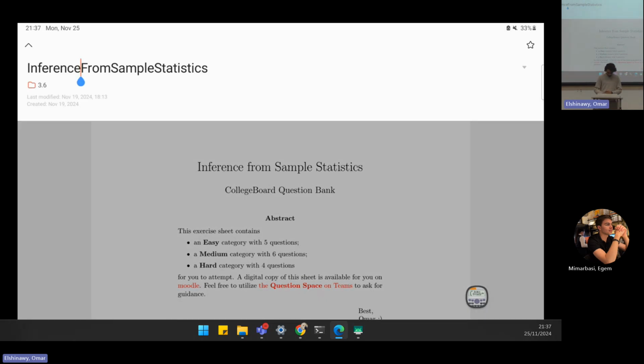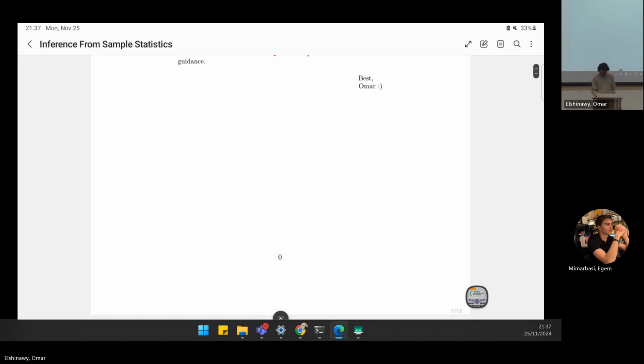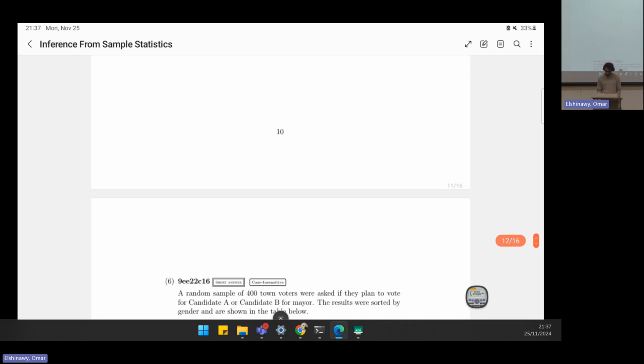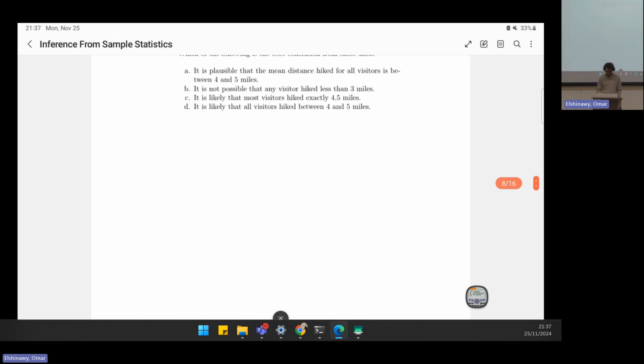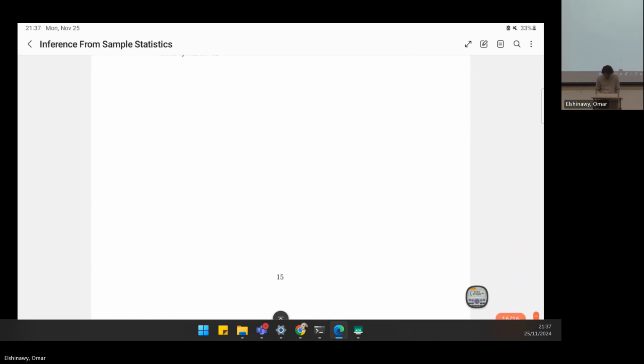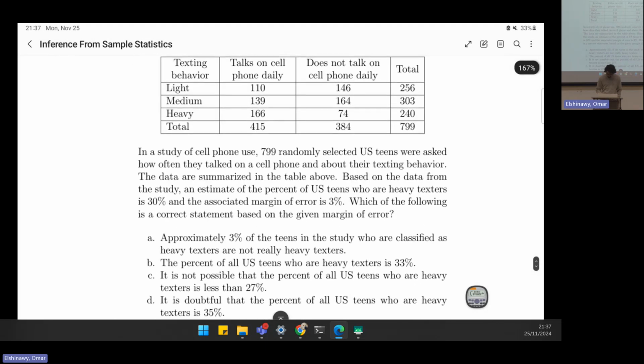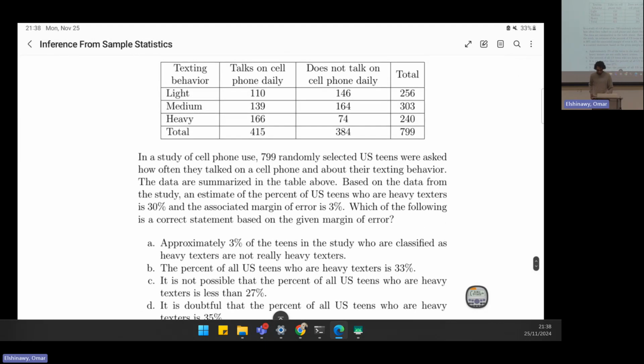Now we're going to do some inference and sample statistics. There aren't many exercises in here, so the whole skill is encompassed in 15 or 16 exercises only. This should be nice. Perhaps we should start with this one. I think it's the longest one.